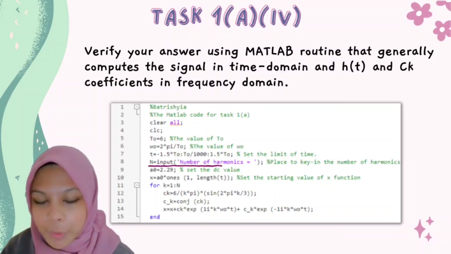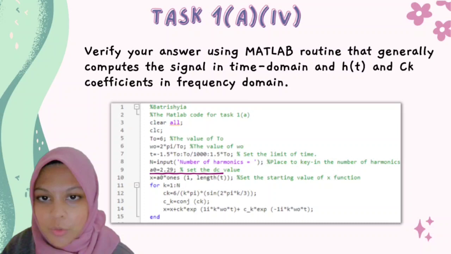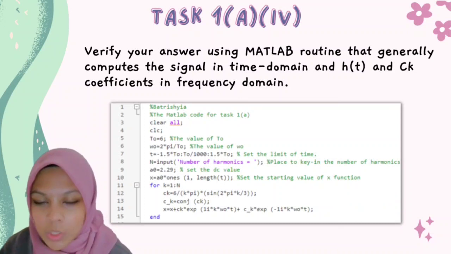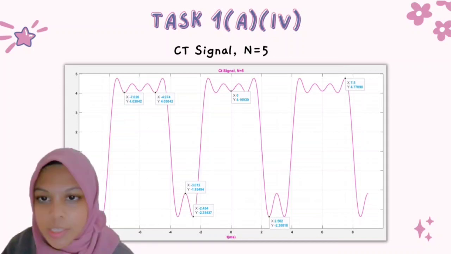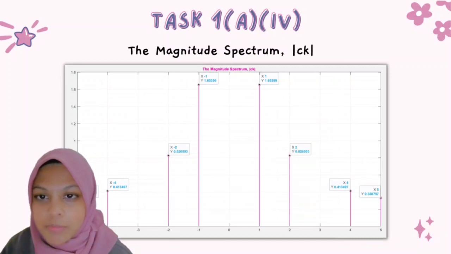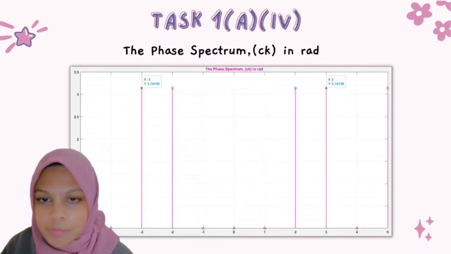N is the input that we need to set for the number of harmonics. A0 is the DC value. We use a for loop to get the signal. So this is the continuous time signal with the number of harmonics equal to 5. And this is the magnitude spectrum, where the values are similar to the calculation that has been made. And this is the phase spectrum in radians.